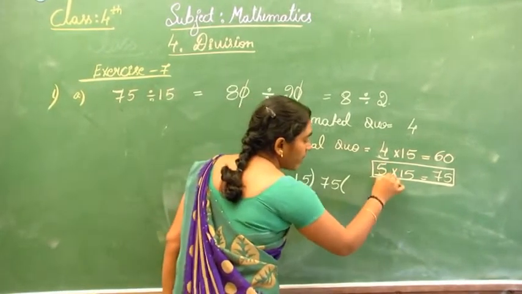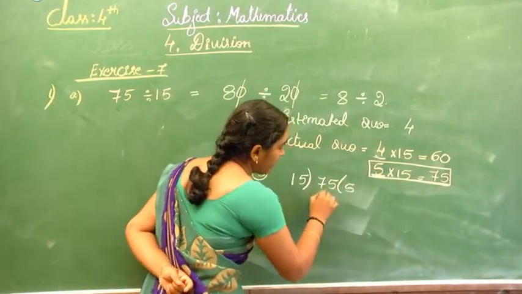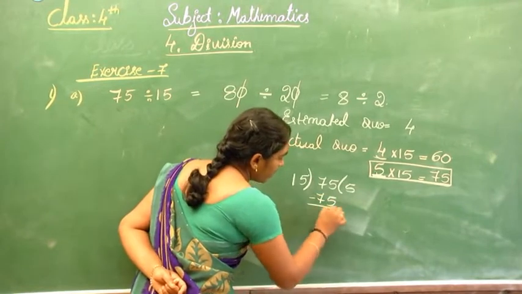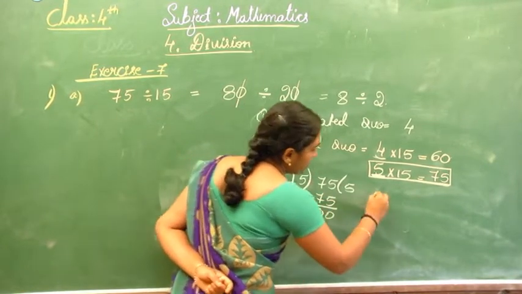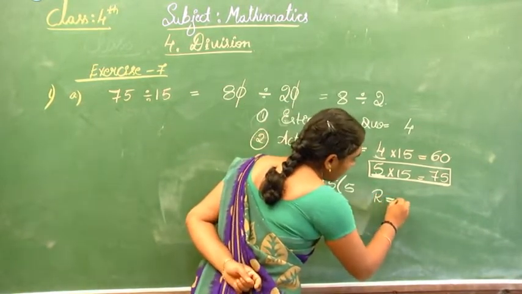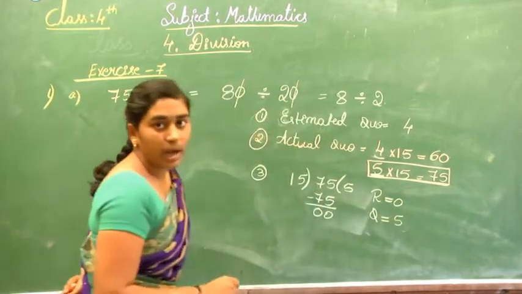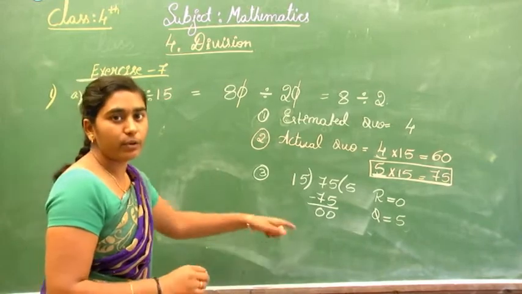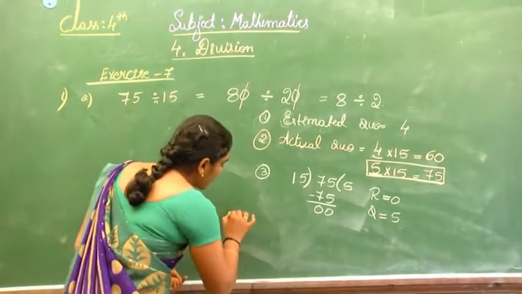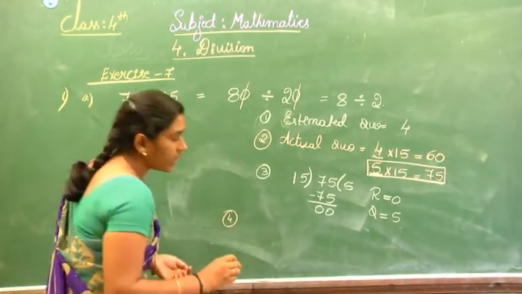We have chosen 5. So 15 fives are 75. So the remainder is 0 and the quotient is 5. After finding this division, what do we have to do? We have to cross check with the division algorithm.